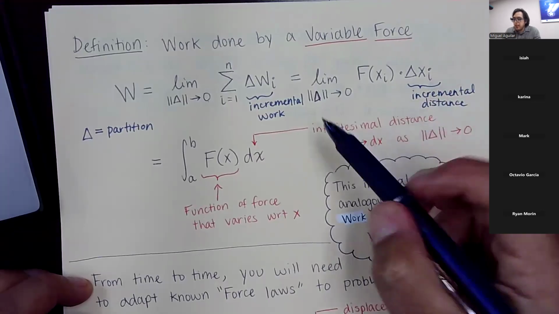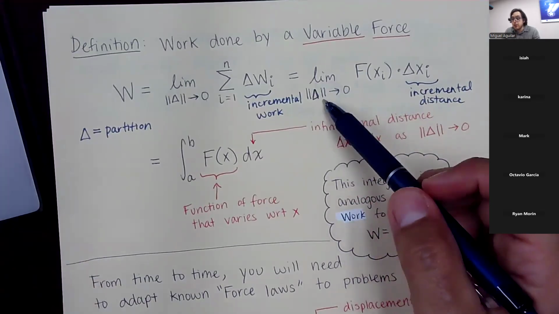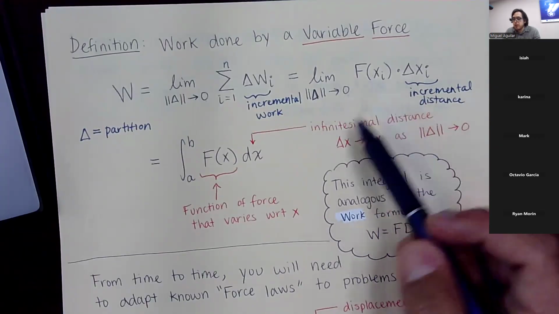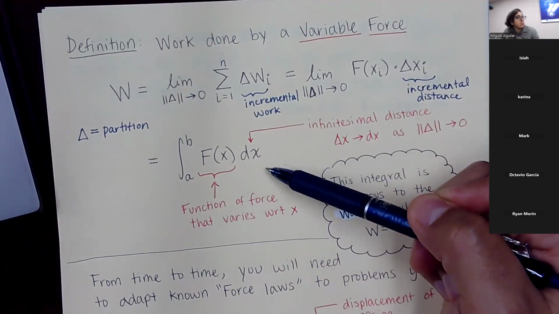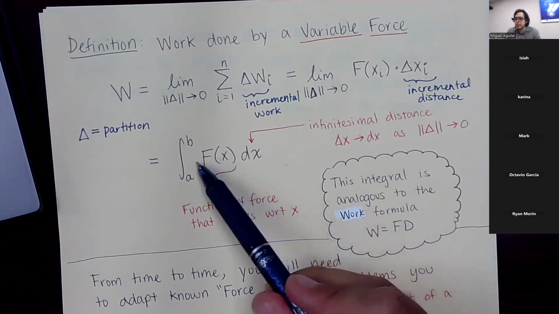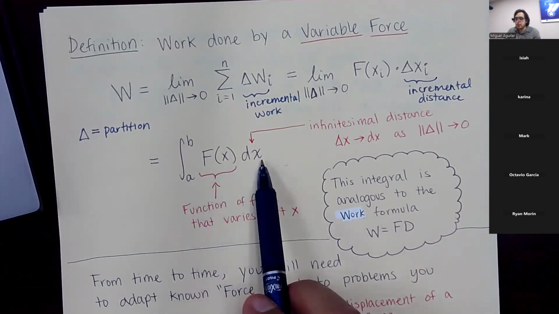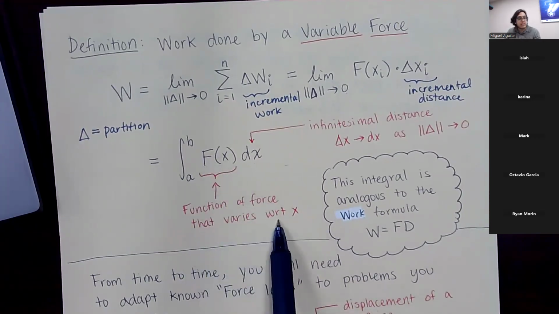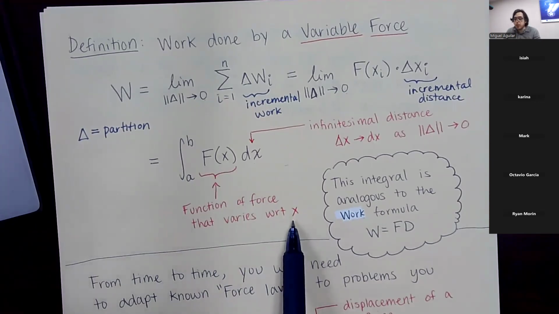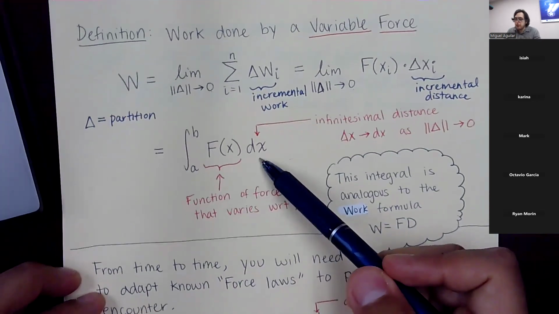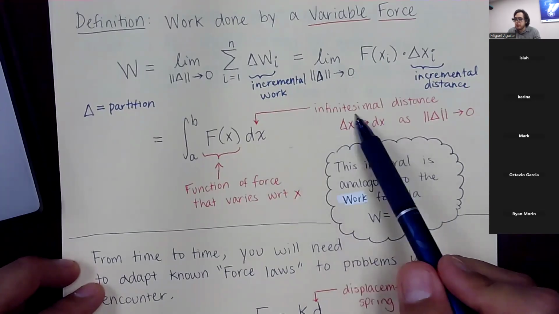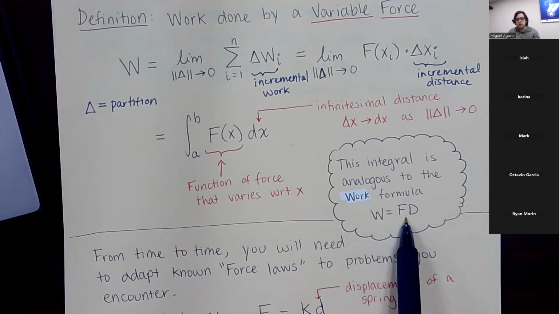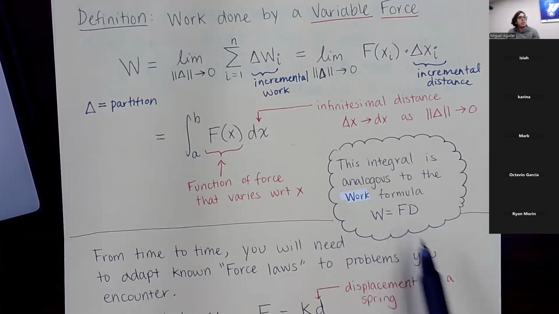Okay. And whenever we take that limit as n goes to infinity, or as the partitions get smaller and smaller and they approach zero, then we end up spitting out this integral. Okay, so this is essentially the same thing as force times distance, right? We're going to have some force function that's going to vary with respect to x. Sometimes it'll vary with respect to y. And then we'll have dx, which represents that infinitesimal distance.